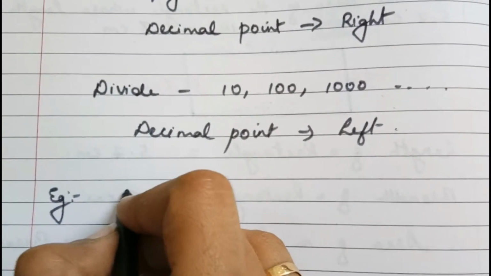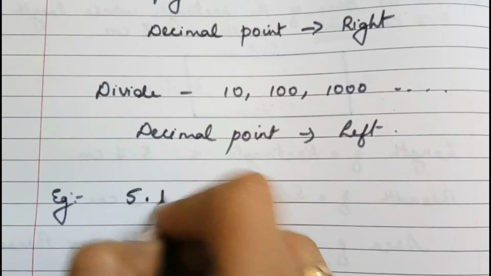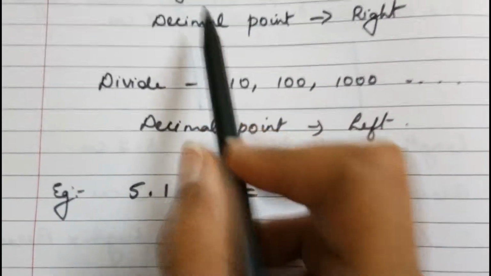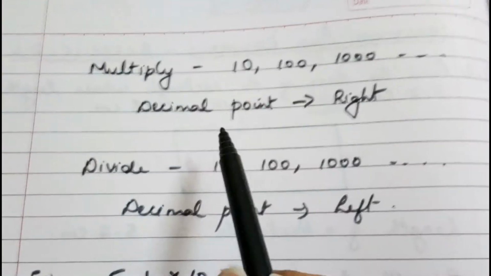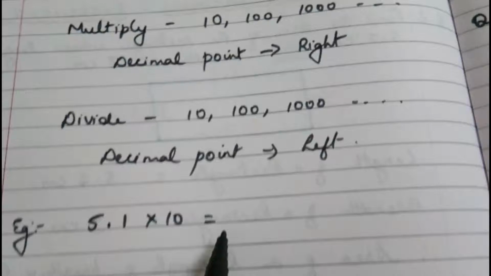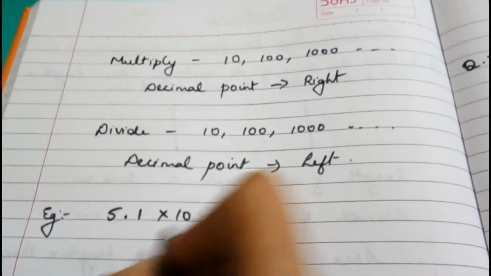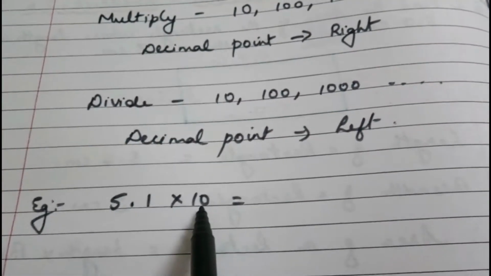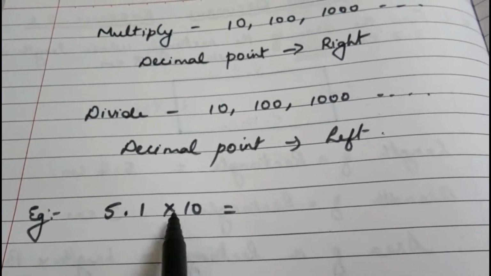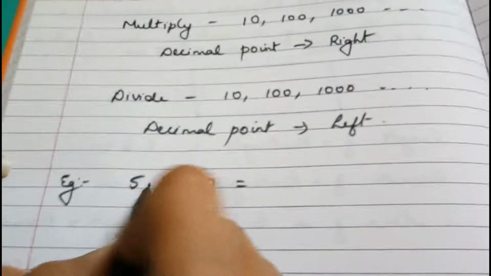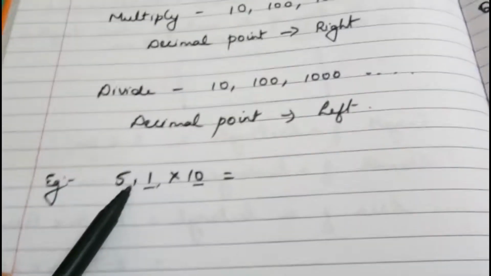Say suppose it is 5.1 into 10. As we saw, when we multiply by 10, 100 or 1000, the decimal point moves towards right. This is the right side, and this is the left side. Since this point will move towards right, and there is only one zero, that depends on the zero, how many places it will move. Here there is only one zero, so this decimal point will move one place towards right.